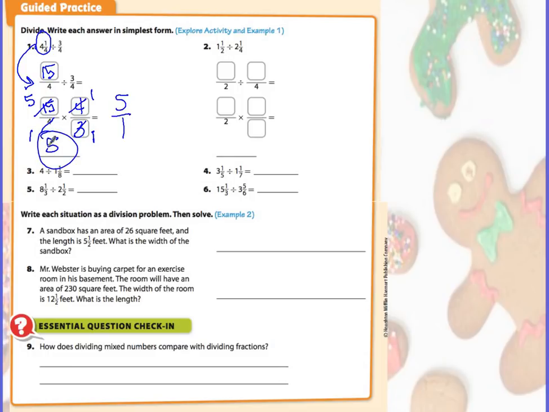Alright, so that's what it's going to look like when you're doing your work. Please make sure that you show all of your work and that you complete all of the problems. And as always, if you have any questions, please be sure to write them down or email me so we can go over them in class.